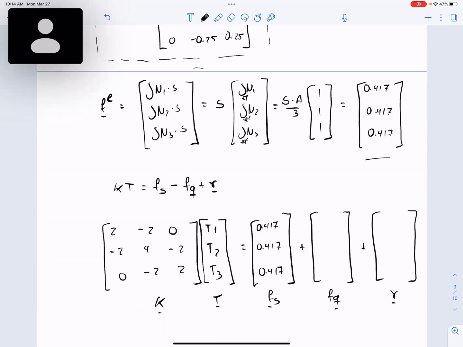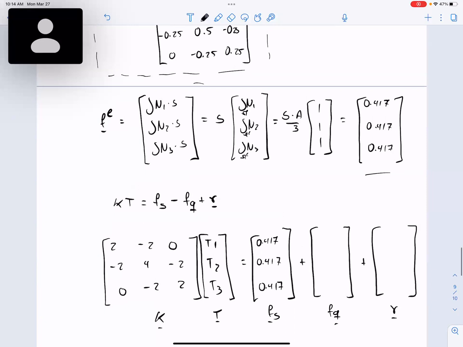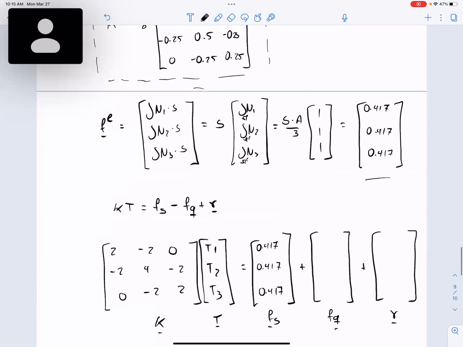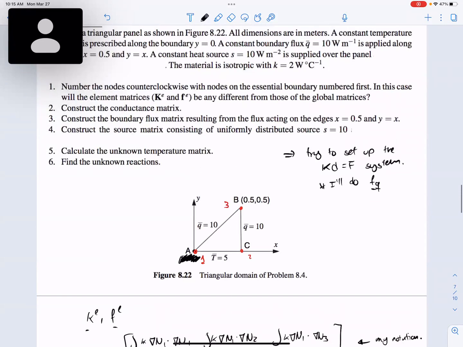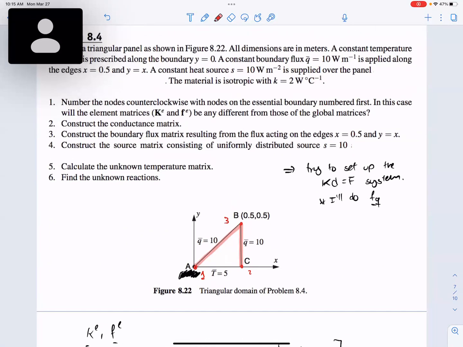For the force from the flux, this one I won't ask in the exam because it's a little bit more complicated, so I'm just going to tell you what it is. But basically, we have a flux here, and we have a flux here of 10. Now, if you see the units, the flux is in watts over meter, right? And our equation at the end is in watts. So the equation that we have at the end, KD equals F, is in watts because it's an energy balance. And if you recall, the flux term is the integral over the boundary of W times the Q.